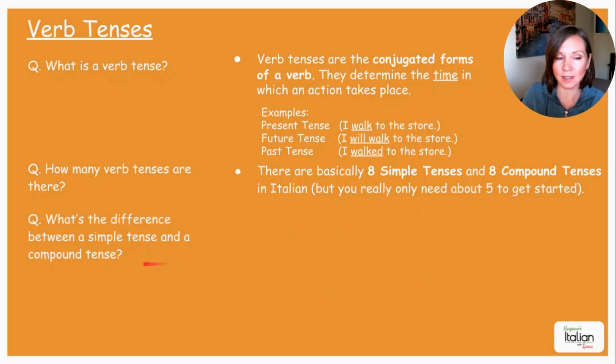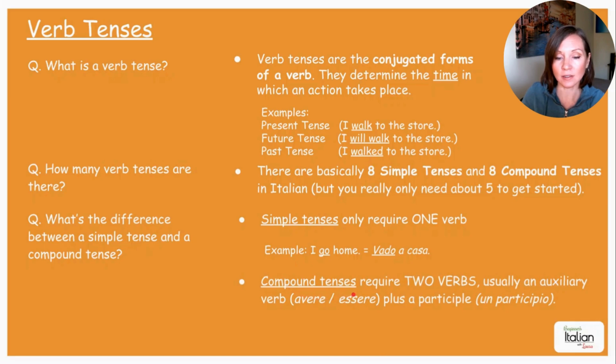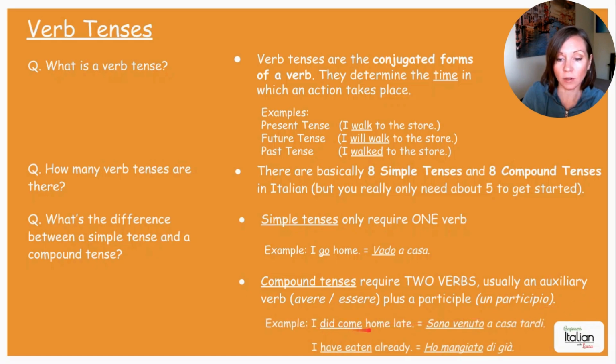So what's the difference between a simple and a compound tense? Simple tenses only require one verb. For example, I go home, vado a casa. A compound tense requires 2 verbs, usually an auxiliary verb, meaning avere or essere, plus a participle, or un participio. So, for example, I did come home late. Sono venuto a casa tardi. I have eaten already. Ho mangiato di già.